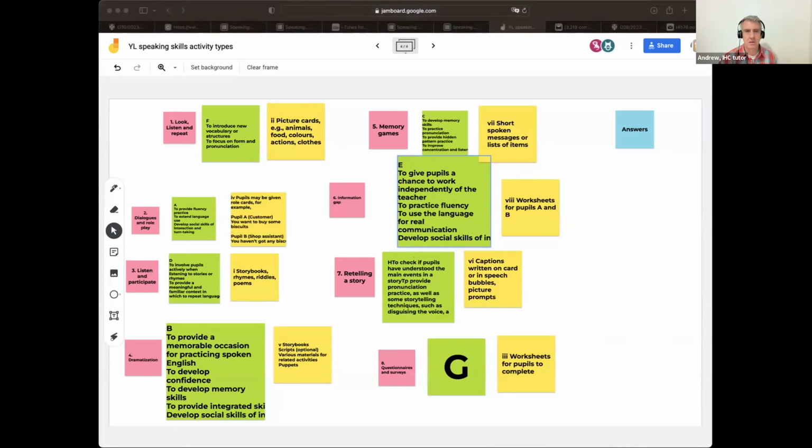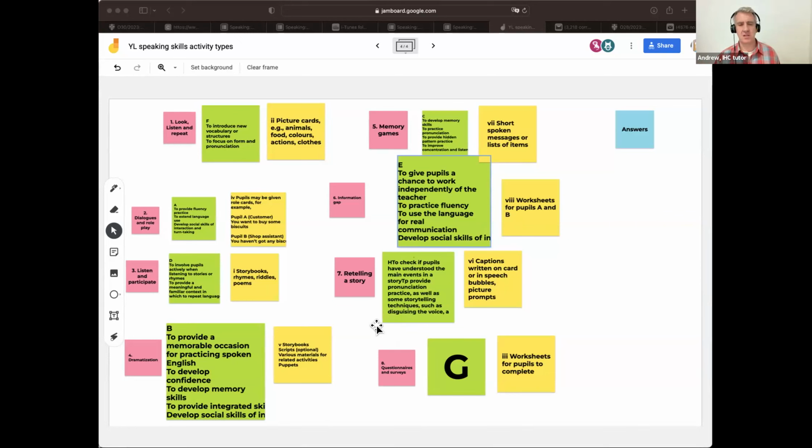Dialogues and role play is to provide fluency practice, to extend language use, develop social skills of interaction and turn taking. Typically, these students are given role play cards. For example, student A, customer, you want to buy some biscuits. Student B, you haven't got any biscuits. So you say, oh, very sorry, I don't have them.